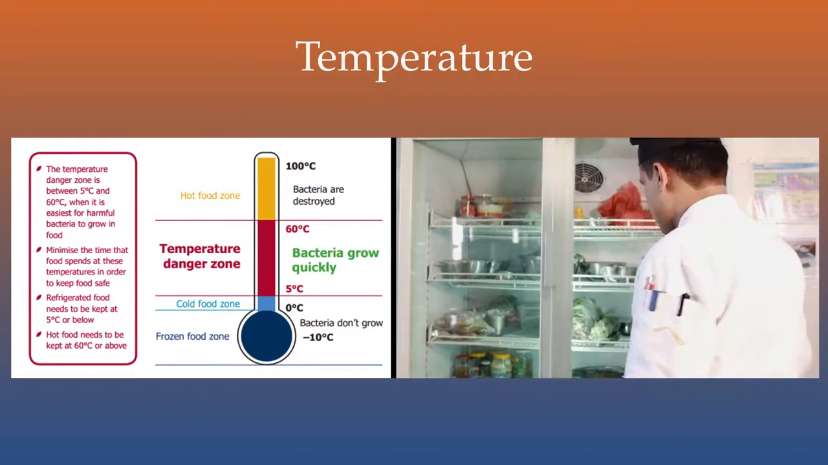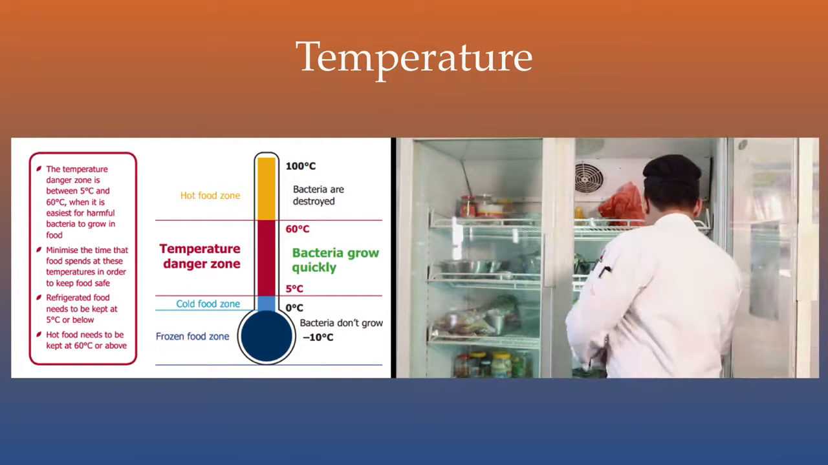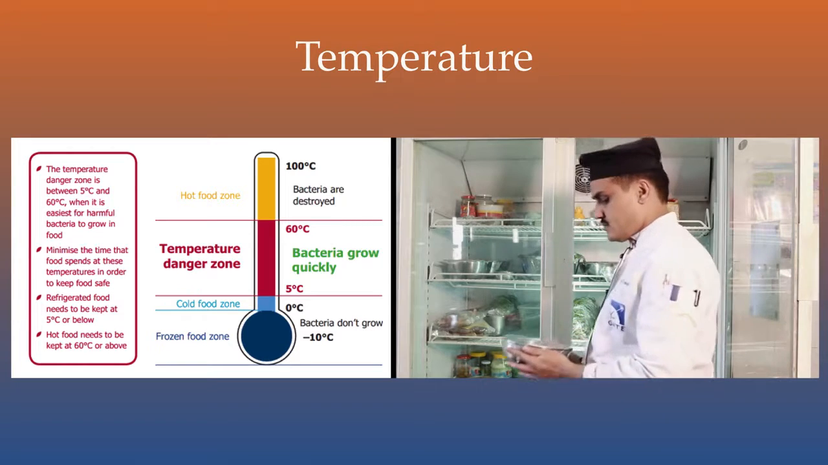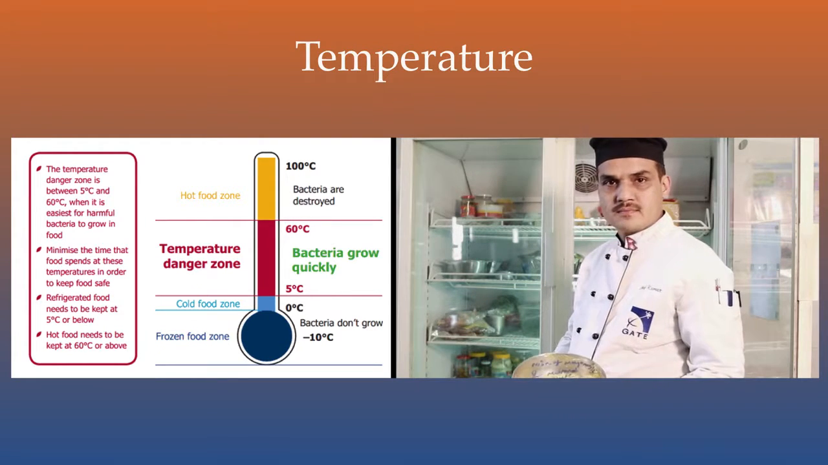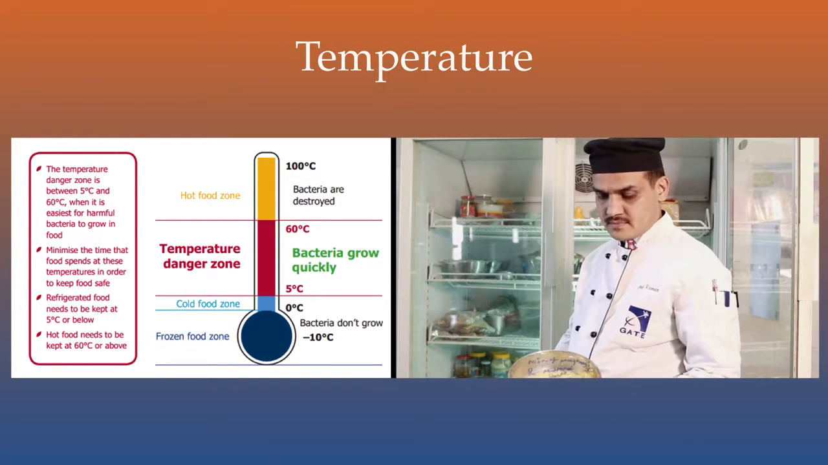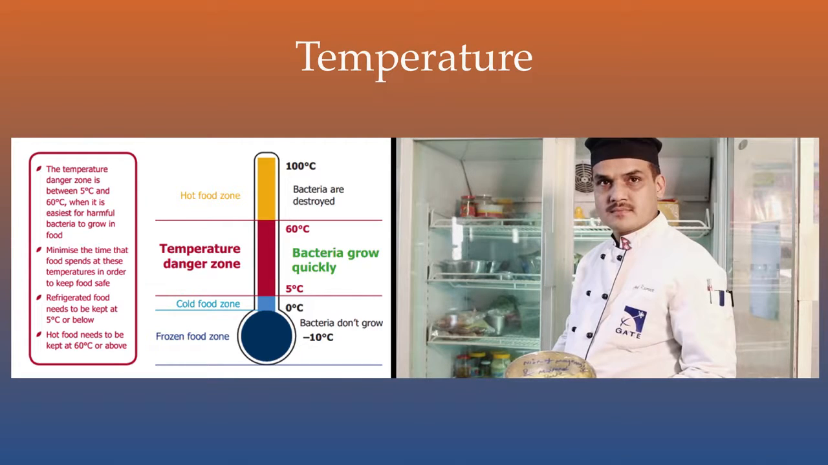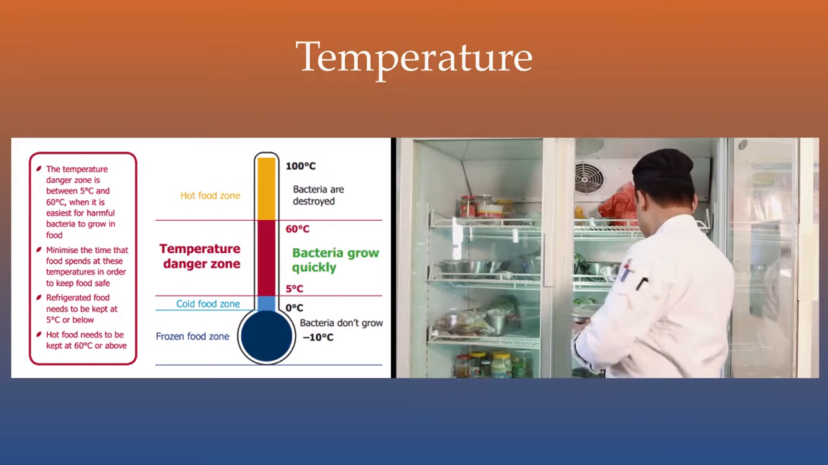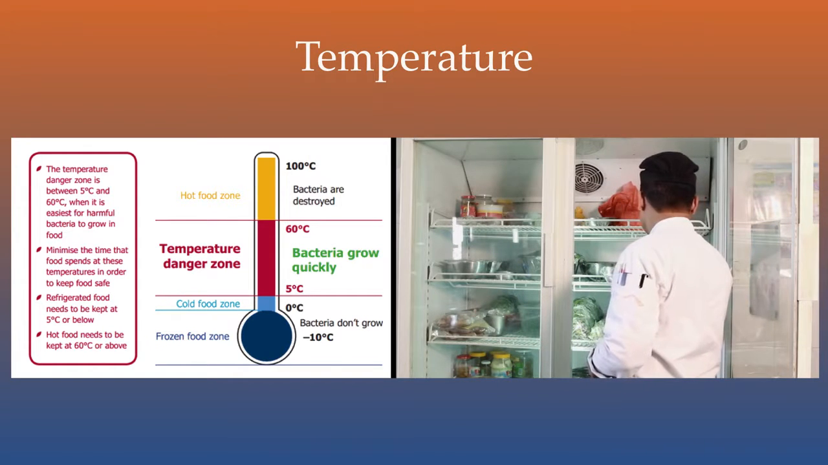In order to stop bacteria from multiplying to harmful levels, food must be kept out of the temperature danger zone, which is above 5 degrees Celsius and below 60 degrees Celsius. Keep food hot or cold. Refrigerate food at a temperature below 5 degrees Celsius to stop multiplication of harmful bacteria.